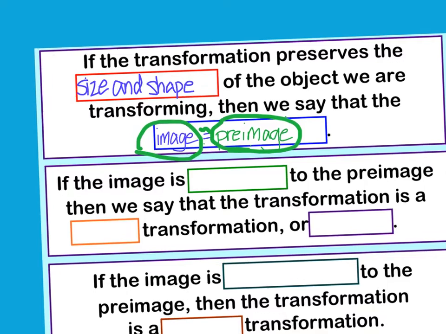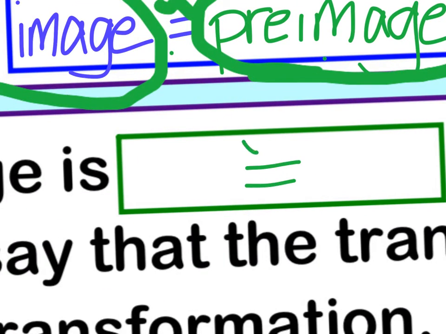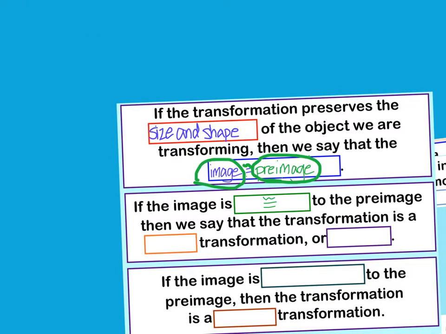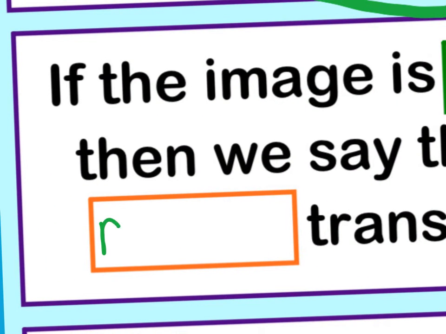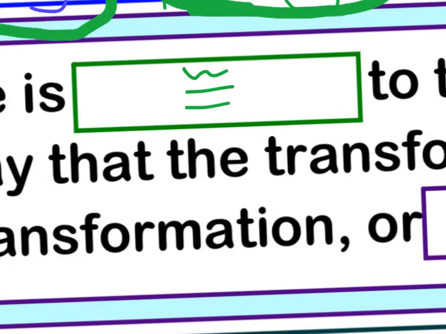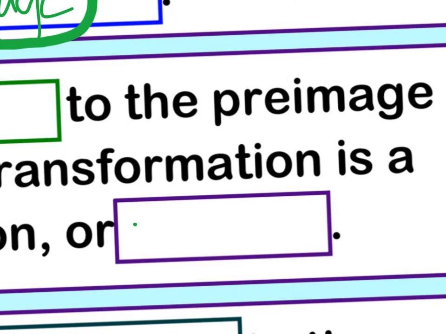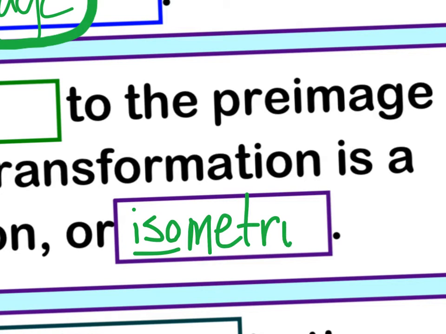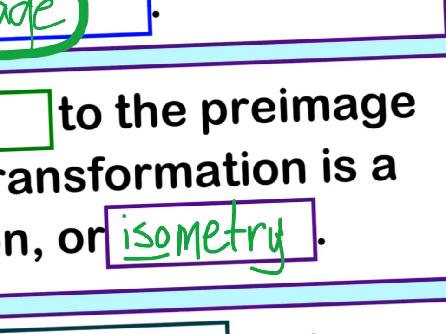So if the image is congruent to the pre-image, we say that that transformation is a rigid transformation. In other words, it preserves the size and shape. Another name for a rigid transformation is an isometry, which literally means same size, same measure.